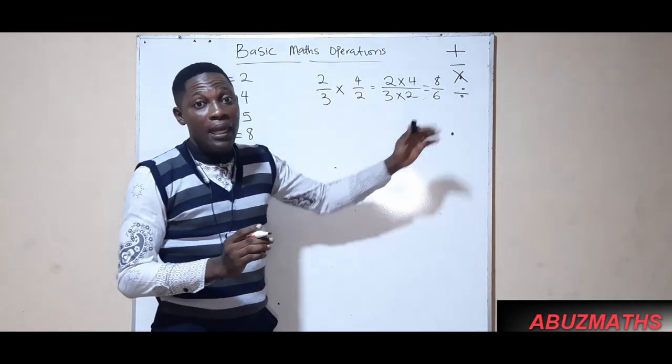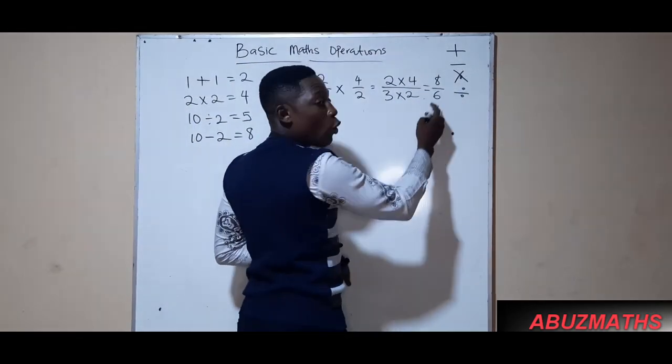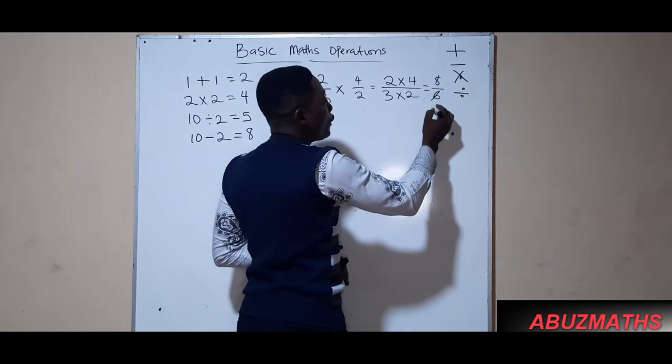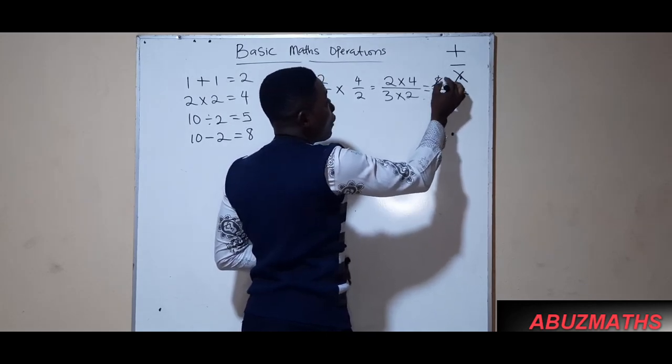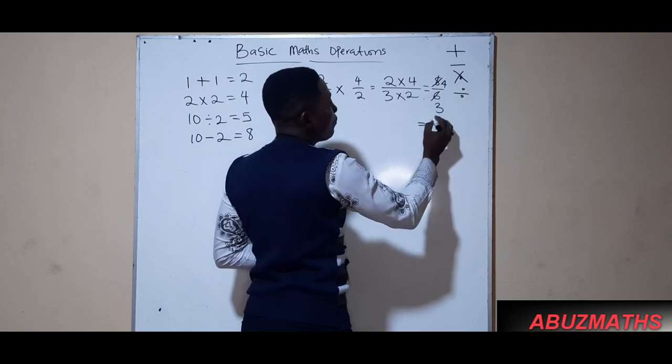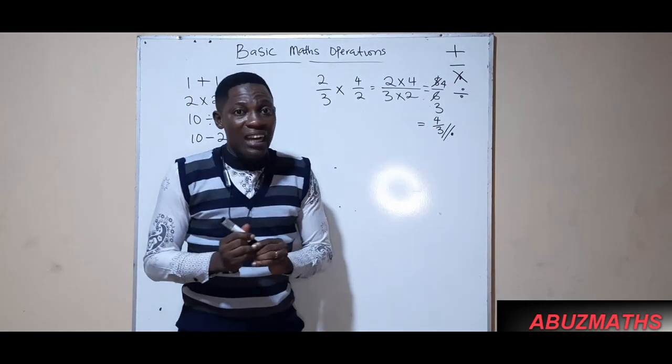Yes, this is supposed to be my answer, but I could still simplify this. So we have a common factor, which is 2. So 2 into 6 here will give me 3, and 2 into 8 here will give me 4. And that gives me 4 over 3 as my final answer.